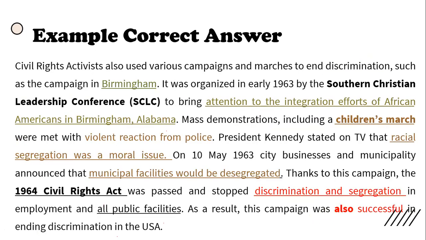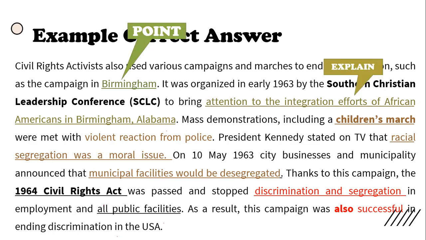So here's another one. Civil rights activists also used various campaigns and marches to end discrimination, such as the campaign in Birmingham. So that's my point. It was organized in early 1963 by the Southern Christian Leadership Conference to bring attention to the integration efforts of African Americans in Birmingham, Alabama. Mass demonstrations, including a children's march, was met with violent reactions from the police. President Kennedy stated on TV that racial segregation was a moral issue. On the 10th of May, 1963, city businesses and municipalities announced that municipal facilities would be desegregated.